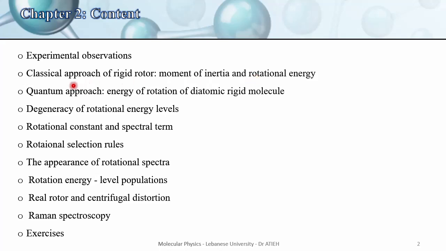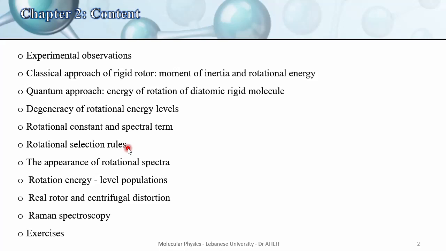Then we will move to the quantum approach and try to calculate the energy of rotation of diatomic molecules using quantum mechanics. Then we will see how these rotational energy levels degenerate. After that, we will define two terms, the rotational constant and the spectral term. They are important in dealing with spectra of diatomic molecules for pure rotational cases. After that, we will talk about rotational selection rules.